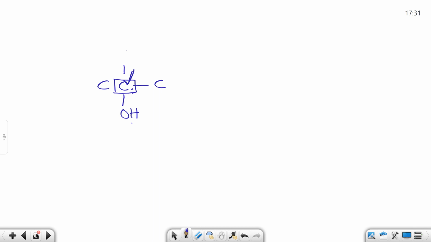So for example, if I have this, how many is this carbon connected to? 1, 2, 3. It is now what? Tertiary, or they can do that. All right. So please, and it's not only alcohols. We could also have haloalkanes.